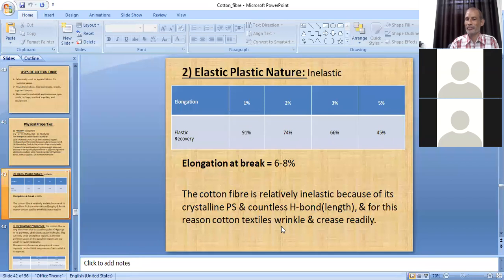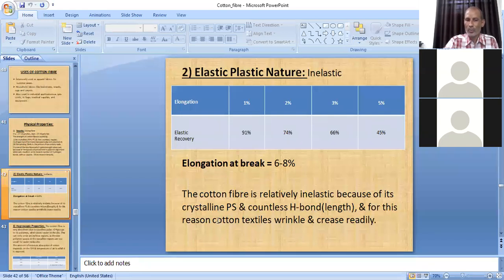अगर elasticity अच्छी नहीं है, तो textile materials जो cotton से बने होंगे, they will easily wrinkle, and that's why you can see whenever you wear the cotton fabrics, cotton shirts, after one day you have to wash it and again you have to iron it because wrinkles are created in the cotton due to this reason, because they are inelastic.